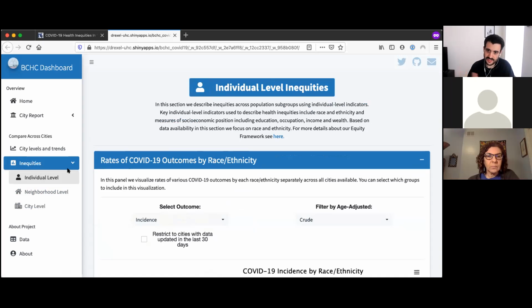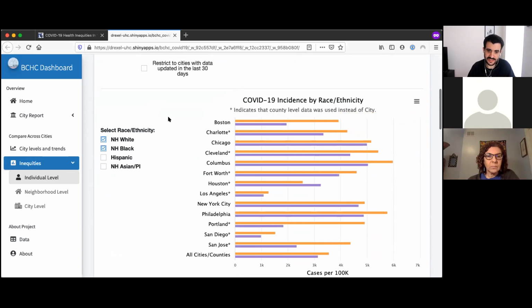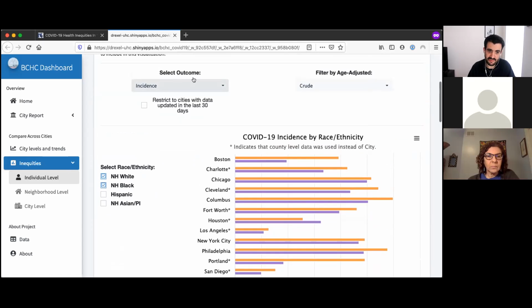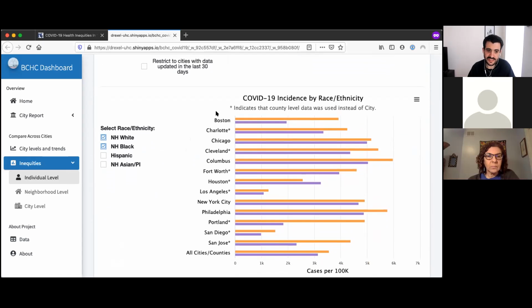But in reality, of course, these are socially structured factors such as race and ethnicity, which emerges from systemic racism at the societal level that then ends up generating differential outcomes in different racial ethnic groups. And that's what we are showing here, those differential outcomes by racial ethnic group across all of the cities. So in this first part, what we allow the viewer is to select cities, racial ethnic groups, and compare different outcomes across these cities. So in this case, for example, we are comparing incidence, comparing non-Hispanic whites to non-Hispanic blacks across all of the cities in which we have this kind of data.